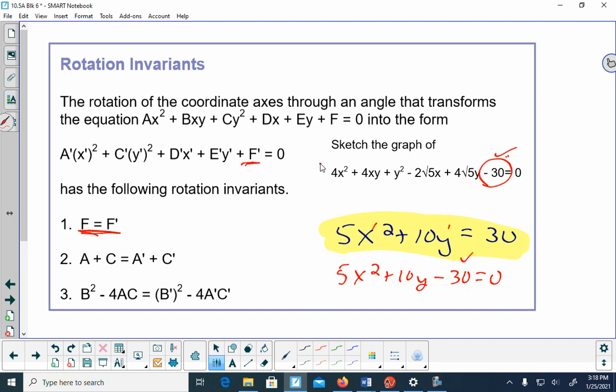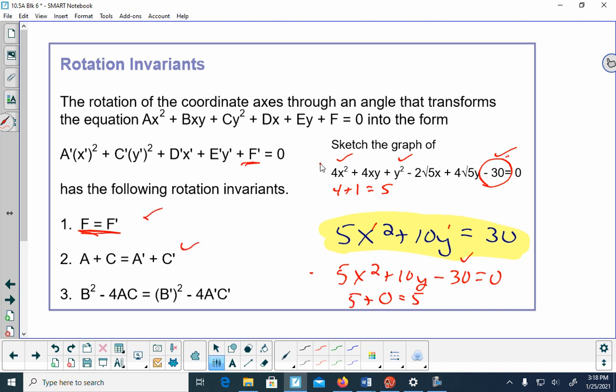The next thing is I take my A plus my C. So up here, my A plus my C, in this case, was 4 plus 1, and that equals 5. That should equal my A plus my C in my new equation. Well, remember the A is your coefficient of your x squared, which is 5. Then the C is the coefficient of the y squared. Well, I don't have a y squared, so that would be 0. So my sum is still 5. So that does check for me.